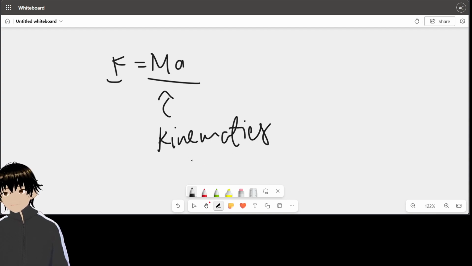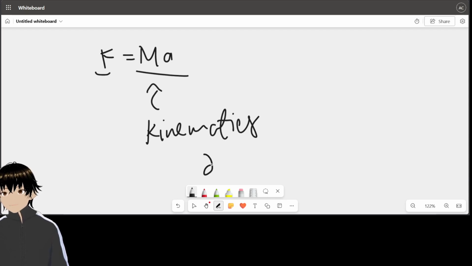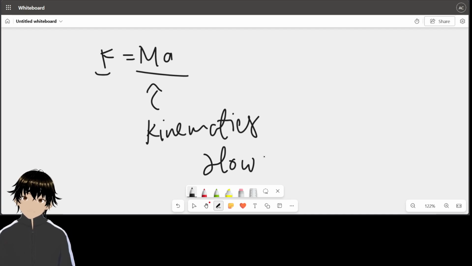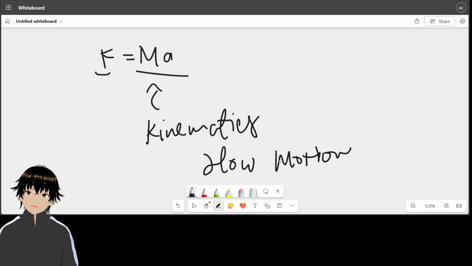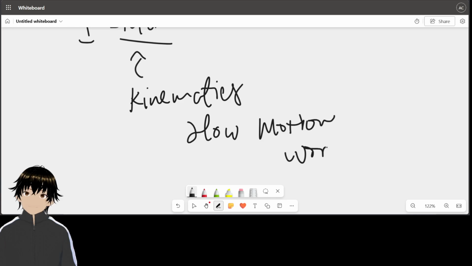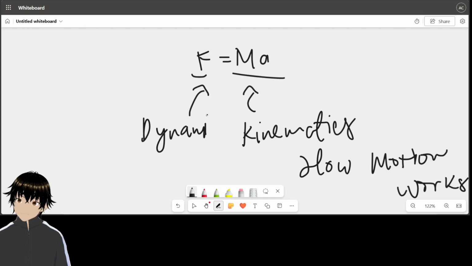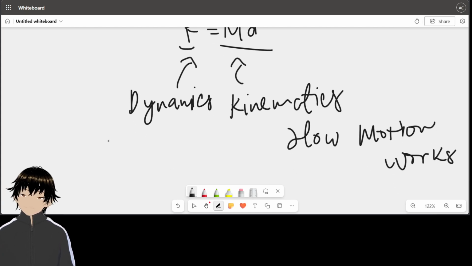It's concerned with how motion works, I believe. How motion works, and this part is concerned with dynamics. What causes that motion?